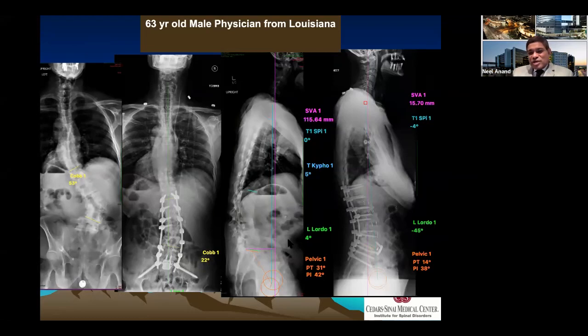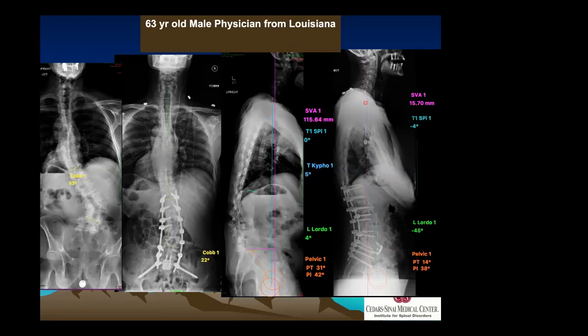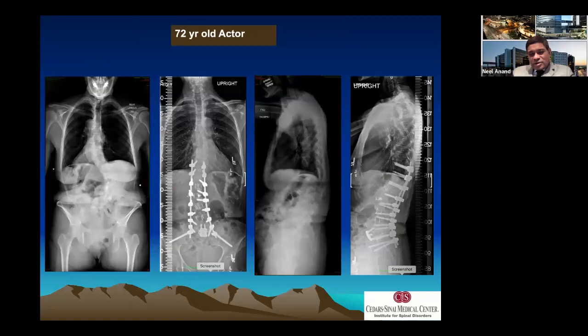Don't do the first stage, see the realignment, and get the correction you need without a single osteotomy. So staging helped us with that. Staging helped me get to where I need to go and do what we need to do. Here's another actor, and he can just keep going on and on.